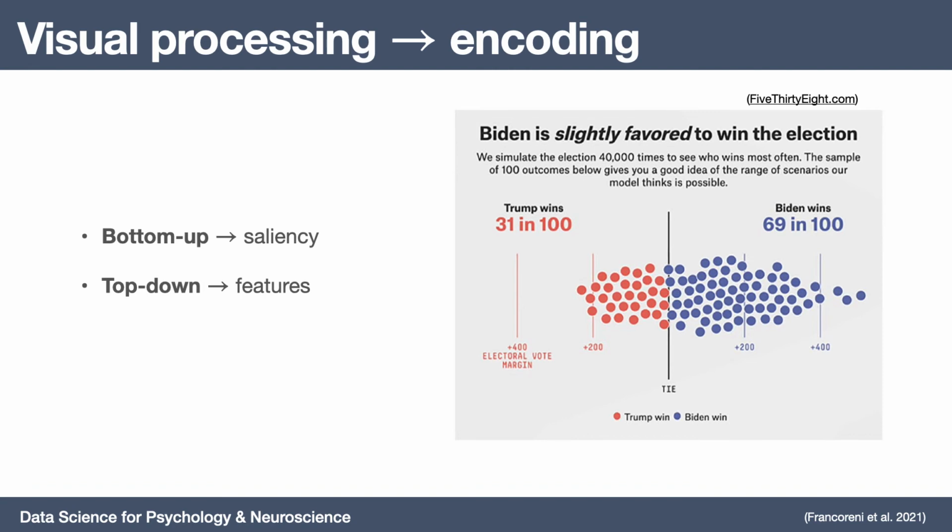However, after that initial bottom-up saliency of that shift, in order to extract more information from this plot, which is really informative, it's kind of showing us this range of possible universes where Trump wins or Biden wins through these simulations, these Monte Carlo simulations, we can see the general patterns. But if we want to know specifics like how much is Biden favored to win over Trump, and where is the likely electoral margin of victory going to be, that requires a lot of top-down effort. It requires a lot of visual interpretation of the graph.